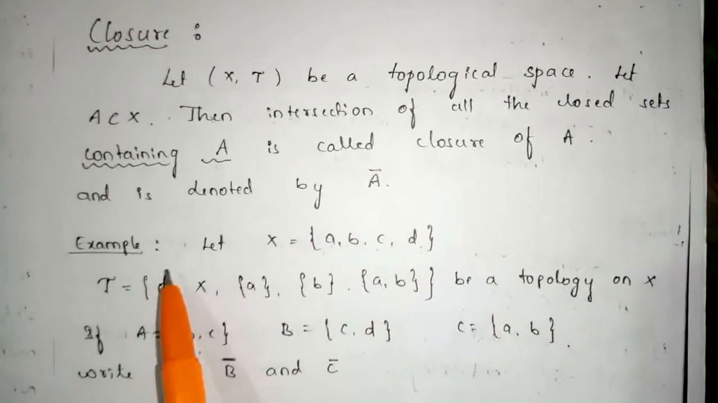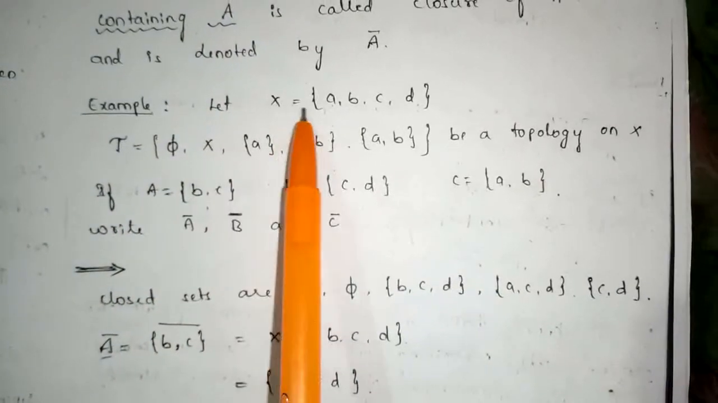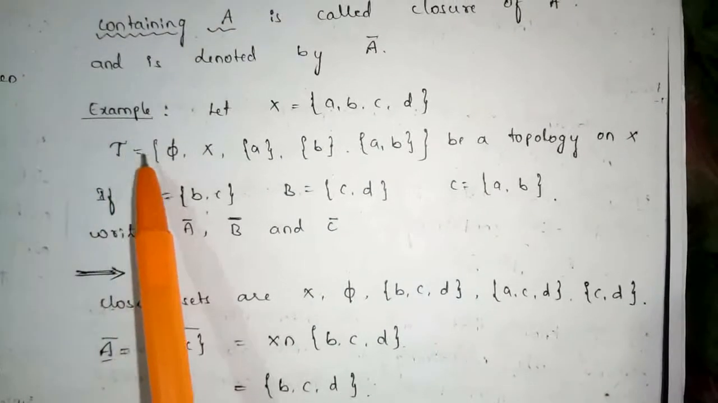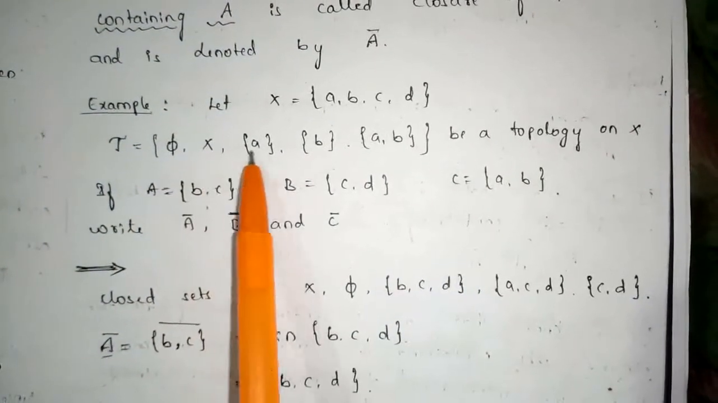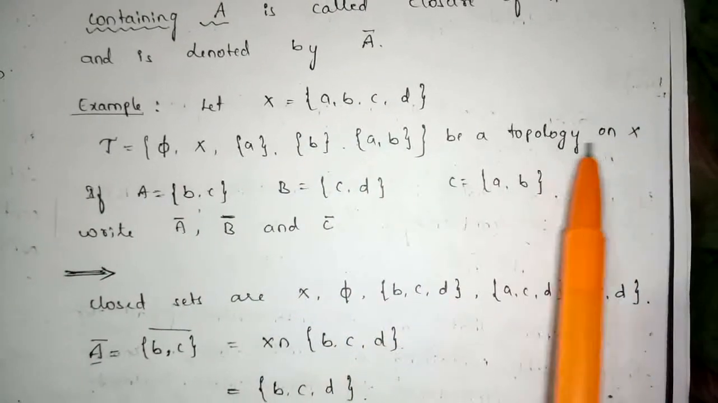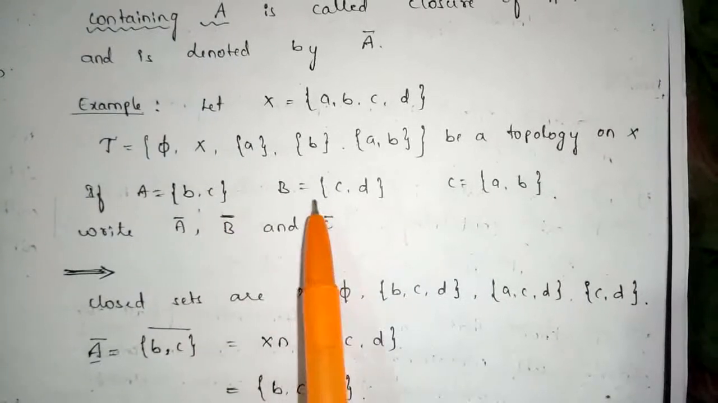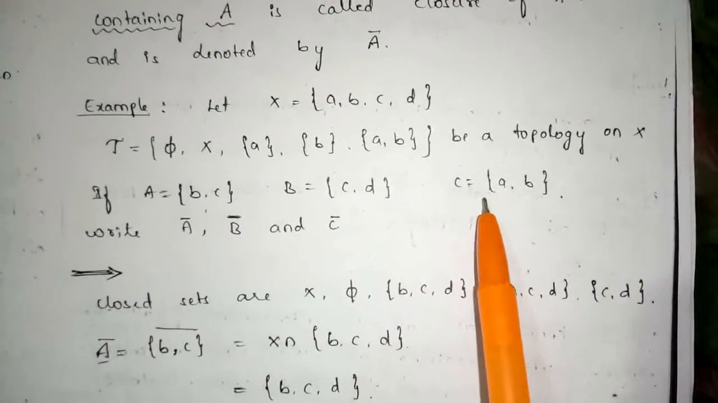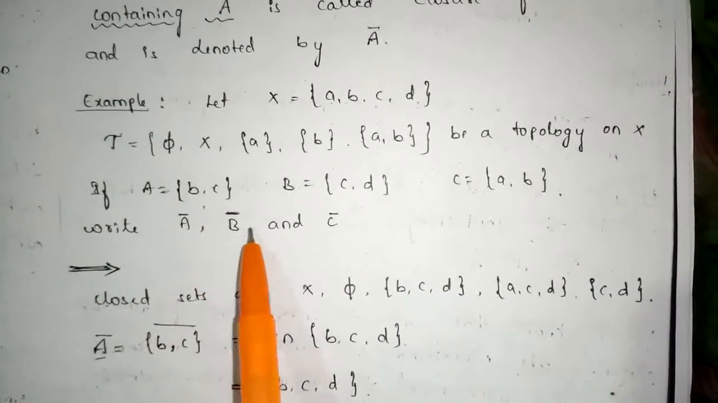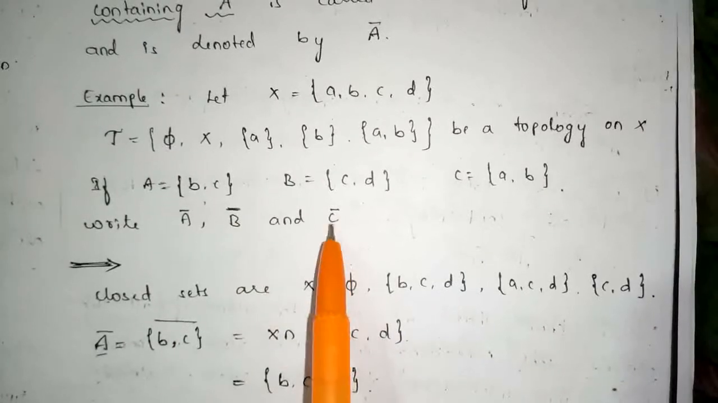If you see one example, then you will clearly understand the definition of closure. Let X equal to {A, B, C, D}. Then tau equal to {phi, X, {A}, {B}, {A, B}} be a topology on X. If A equal to the set {B, C}, B equal to the set {C, D}, C equal to the set {A, B}, then I have to calculate A bar, B bar and C bar, nothing but the closure of A, closure of B and closure of C.